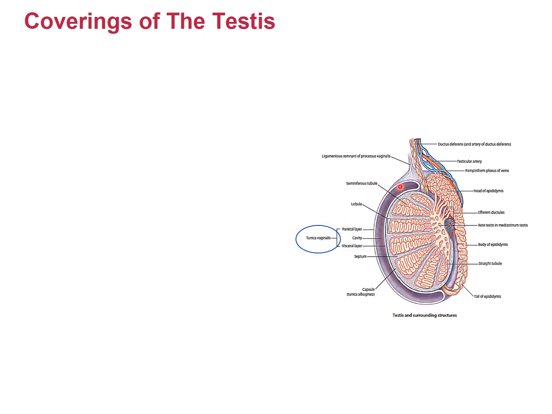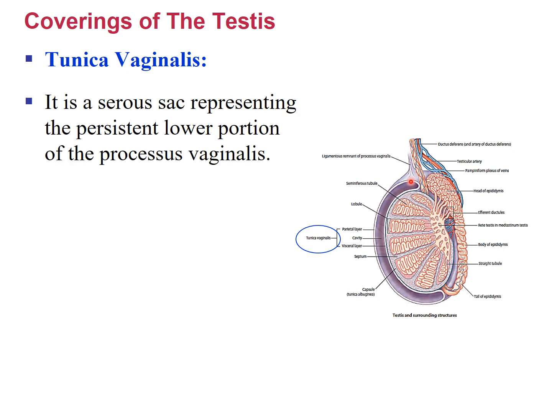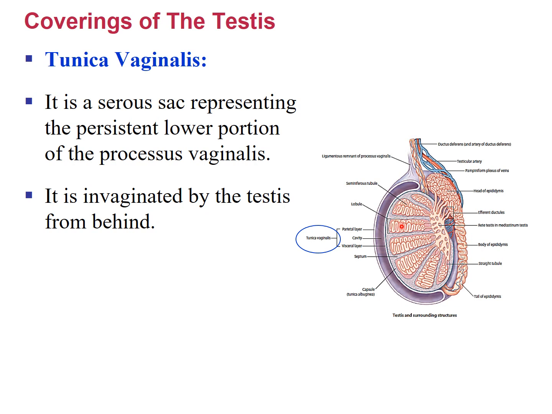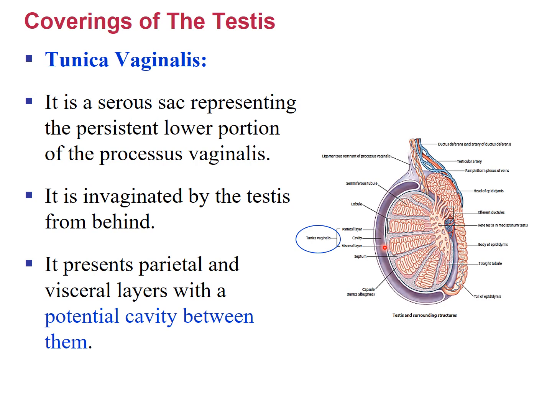The outermost covering layer of the testis is the tunica vaginalis. Tunica vaginalis is a serous sac representing the persistent lower portion of the processus vaginalis. This is the tunica vaginalis. It is invaginated by the testes from behind. It presents two layers. The layer which is lining the testis or the tunica albuginea, that is the visceral layer, and the outer layer is the parietal layer. Both these layers are continuous at the upper pole and the lower pole. Between these two layers you have a potential space that is called the cavity, which is filled with fluid. When there is accumulation of excess fluid in this cavity, that condition is called hydrocele.